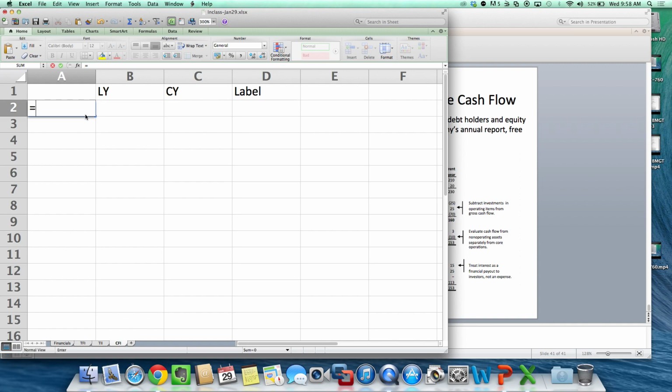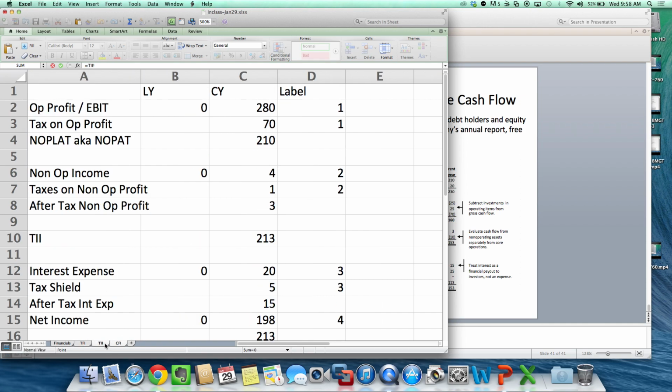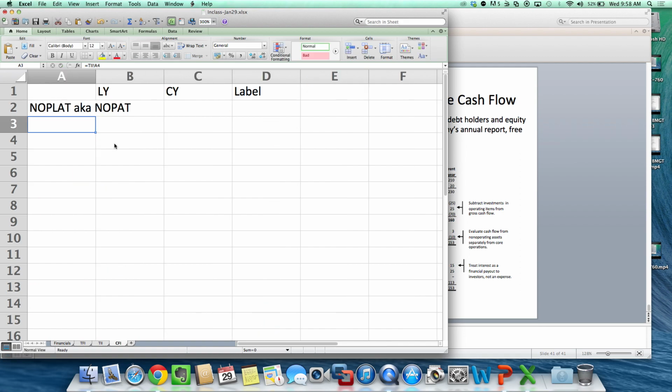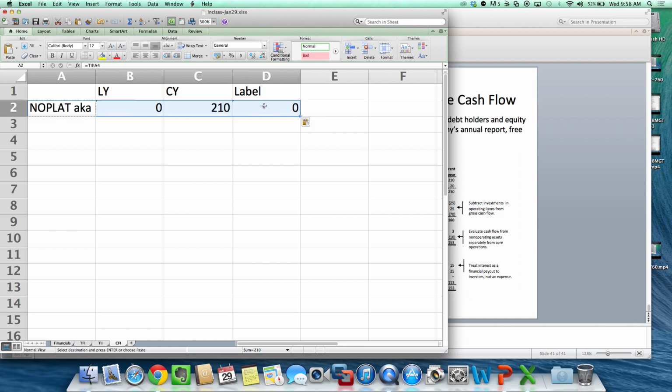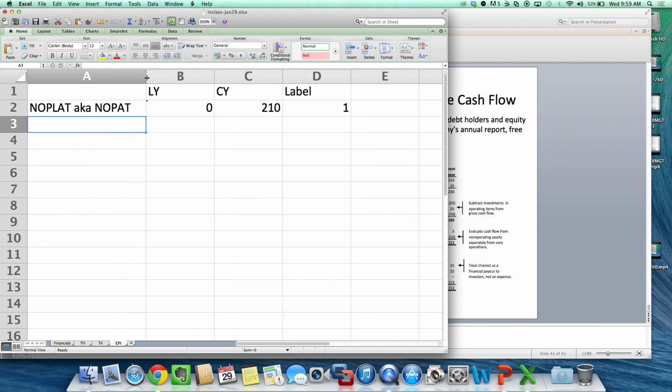What is that? What's the operating item on my TII? Yeah. It's my NOPLAT, or NOPAT, because I do it after tax. That's the cash coming from the income statement. What's my balance sheet? Invested capital, right? Oh, sorry. To get to cash flow, take it back. Rewind.